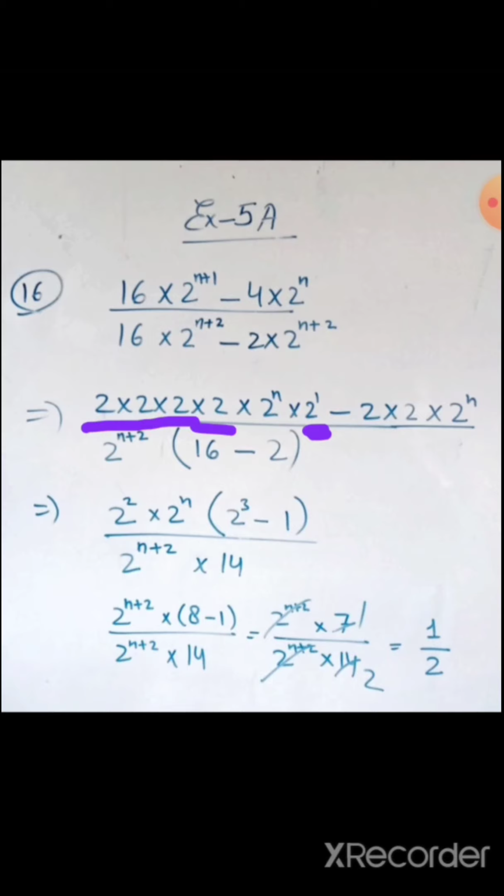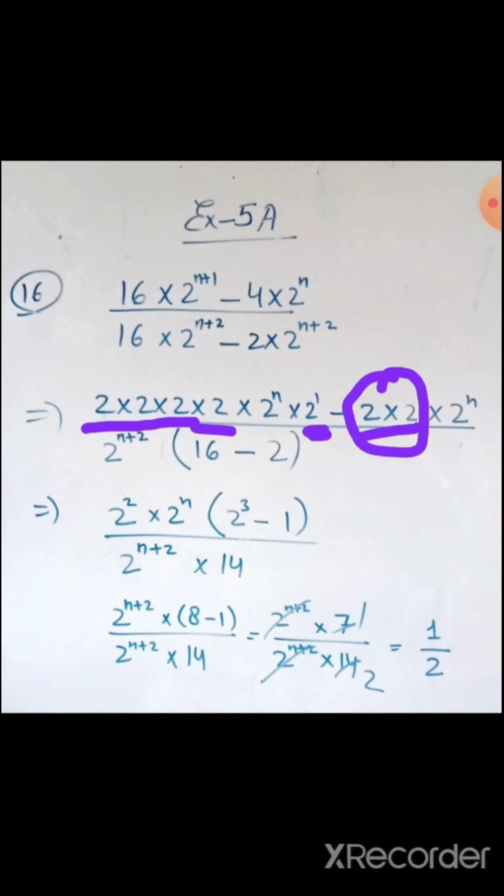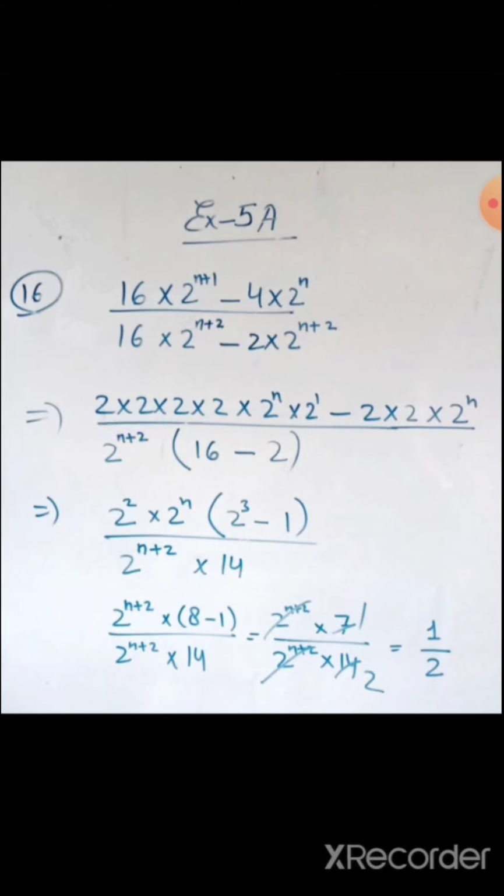5 2's. 1 2 is also there, but its power is n, so we don't know the value of n. So we have 5 times 2, and here 2 into 2, 2 times 2. So we can take common how many 2's? Only 2, because it has 2 times 2, and here it has 5 times 2. So we can take only 2 times 2 common, which means we are taking 2 square as common.